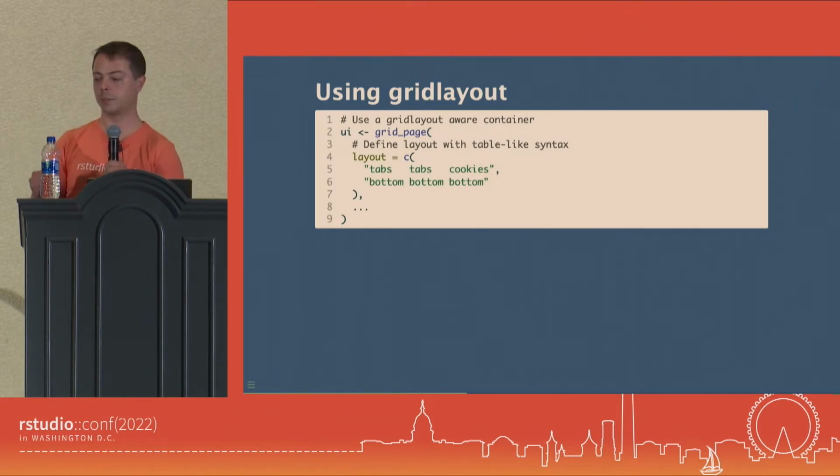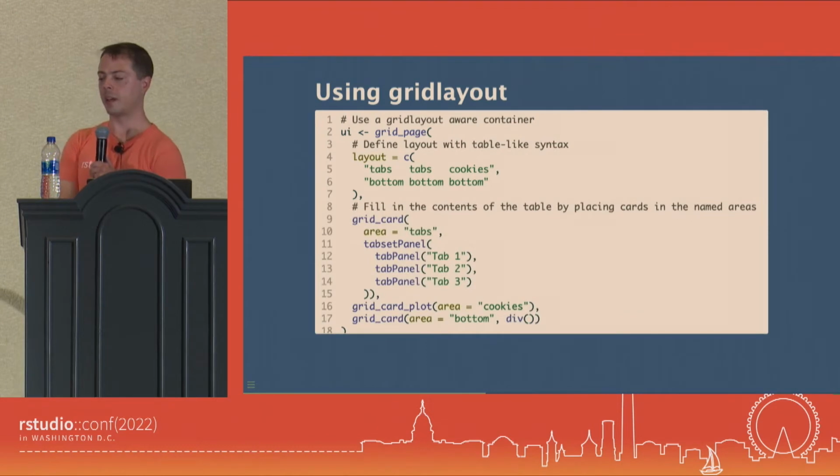It's a table, but the table is represented as a character vector where there are two elements, and each element represents a row of your layout, and then each column of your layout is represented as basically one or more spaces. And this one or more spaces rule allows you to line things up like you see here. So on the top, we have two columns that say tabs. Next to that, we have cookies. And then on the bottom, we just have bottom all the way across.